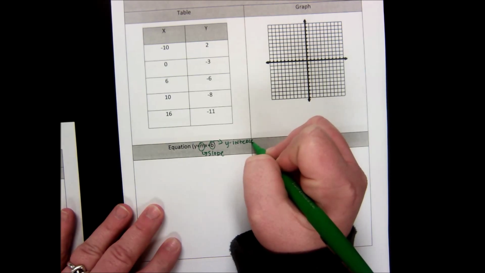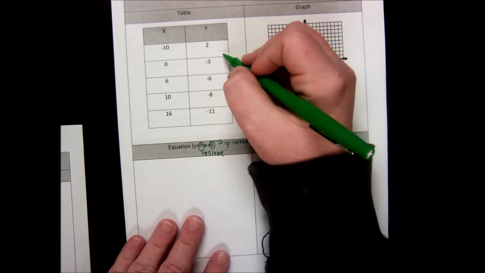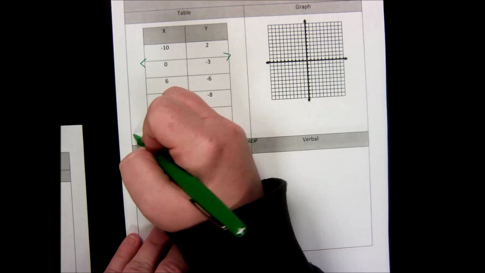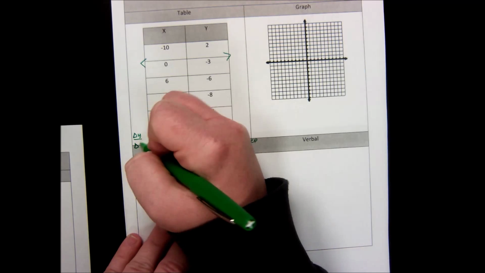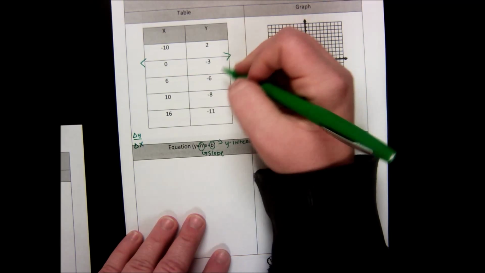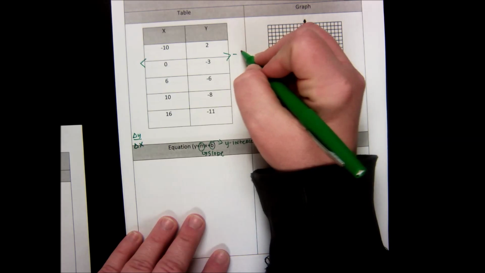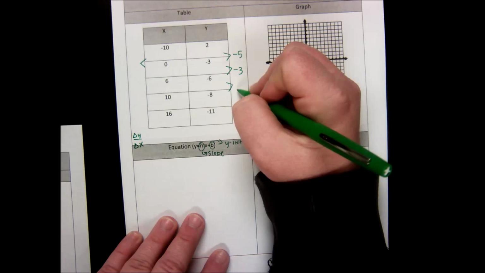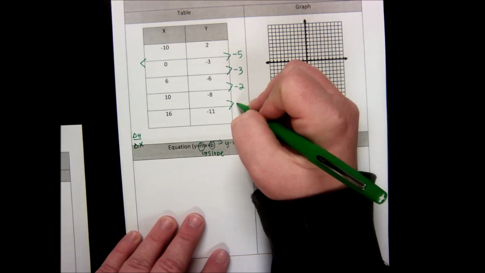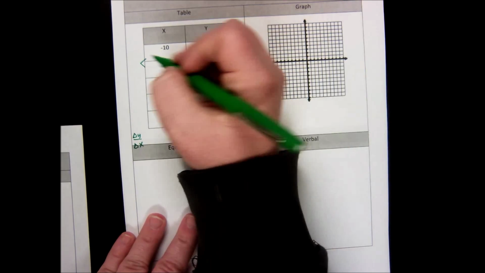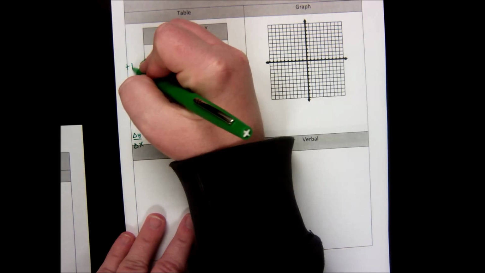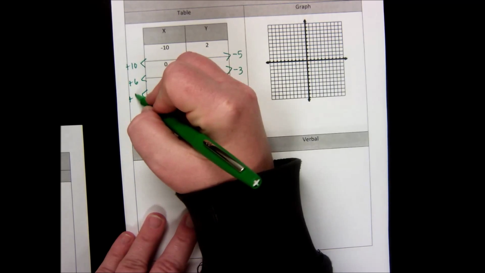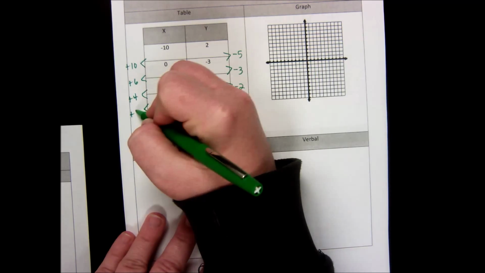So let's first look for the slope. I know slope is the change that happens in y divided by the change that happens in x. So let's look at the changes in y. This first one's going down 5, and then it's going down 3, and then down 2, and then down 3 again. And the changes in x is going up 10, up 6, up 4, and up 6 more.